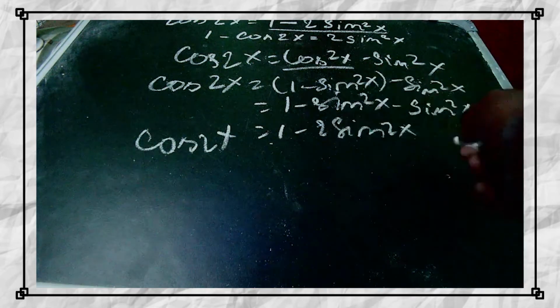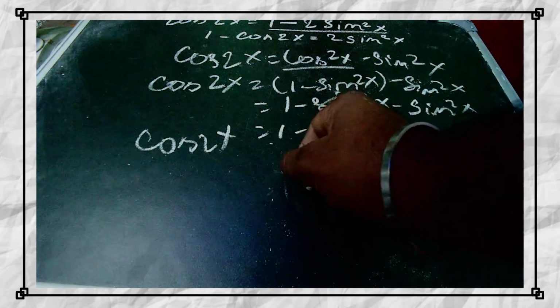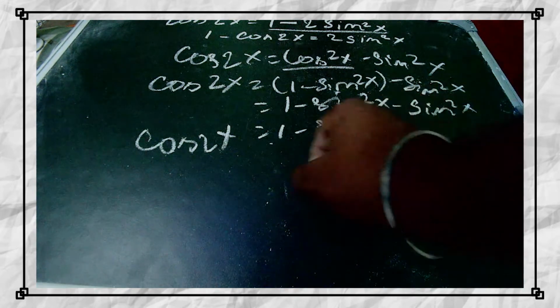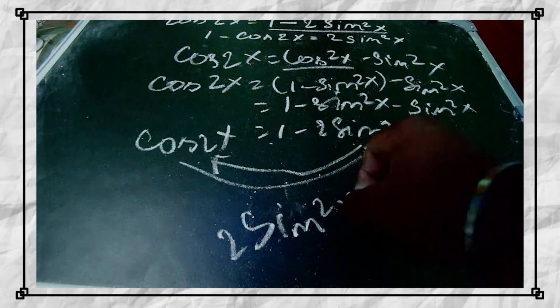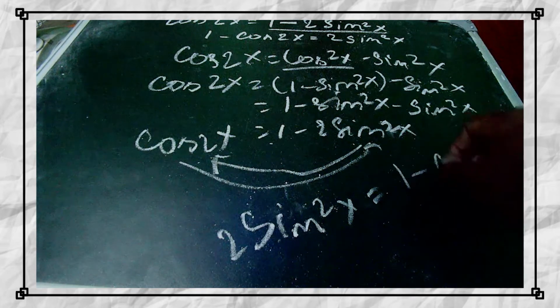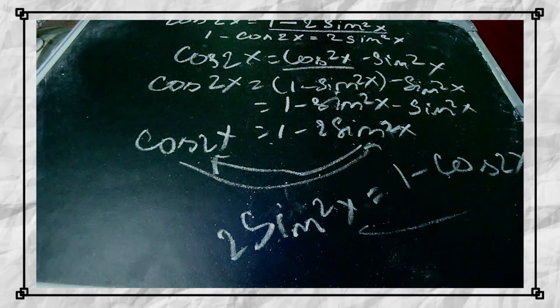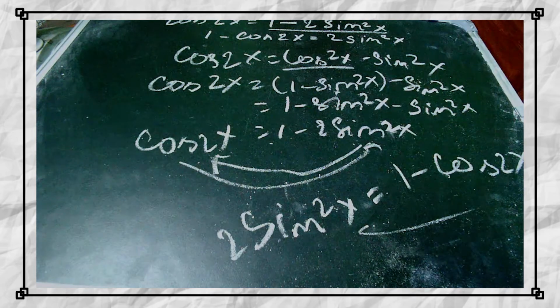So cos of 2x is equal to 1 minus 2 sin square x. So what we will do is take the 2 sin square x to this side and bring cos of 2x to this side. So 2 sin square x will be equal to 1 minus cos of 2x. So this was the derivation of the formula: cos of 2x is equal to 1 minus 2 sin square x, and 1 minus cos of 2x equals 2 sin square x. Now let's see what will be the value of tan of 2x.